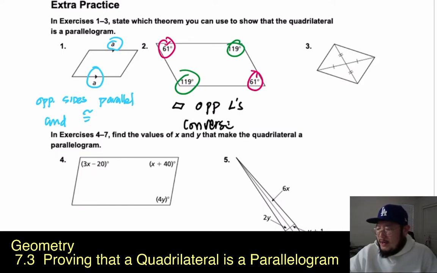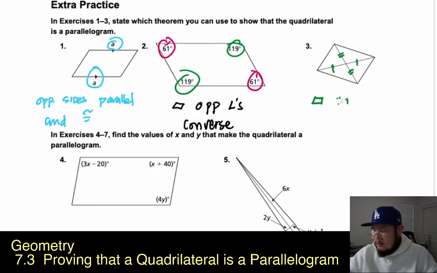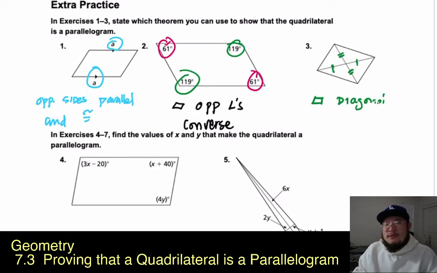On number 3, I see that we've got these diagonals. They are being bisected. So therefore, we have ourselves a parallelogram, diagonals converse for number 3. So let's go ahead and use that as our answer. Let's go ahead and move on to number 4.